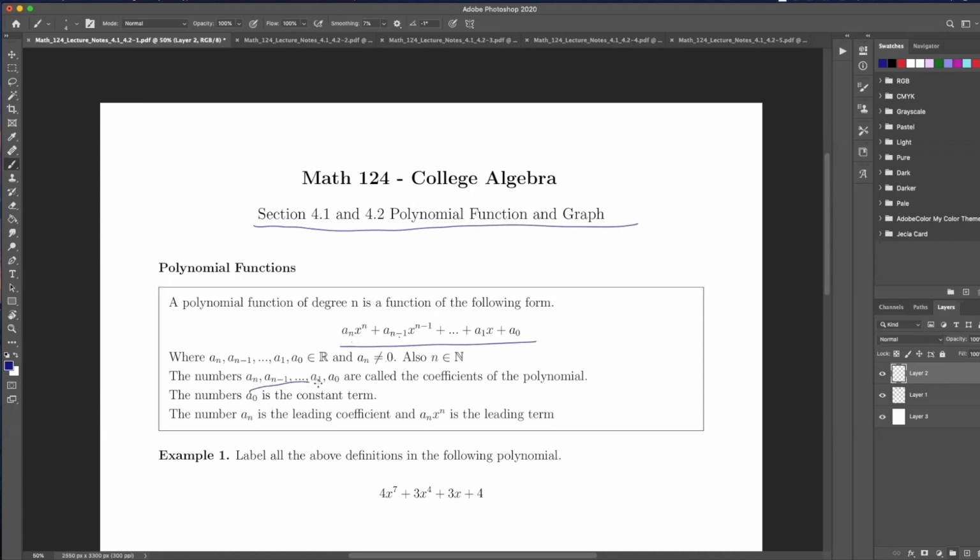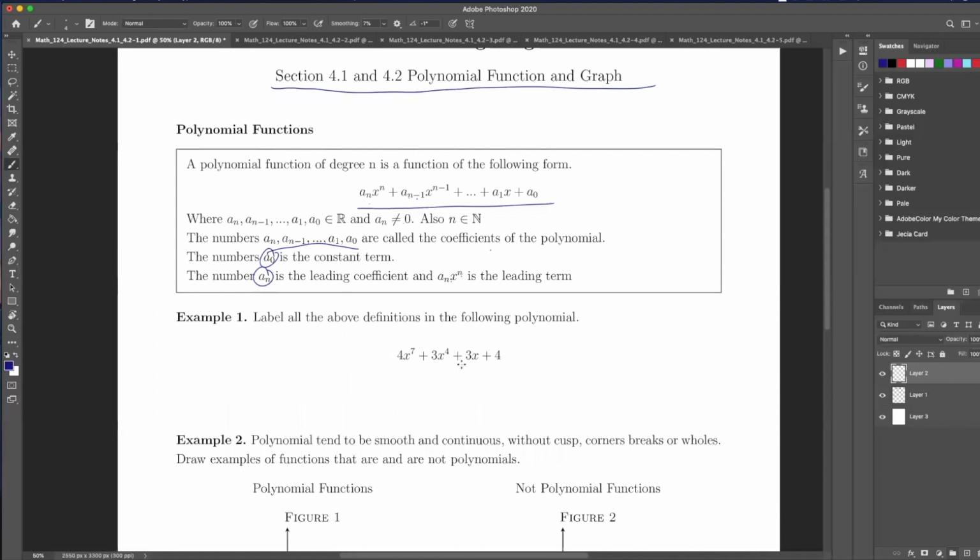These are called the coefficients of the polynomial. a_0 is the constant term, a_n is the leading coefficient, where a_n x to the n is the leading term. So let's break this down with a sample.